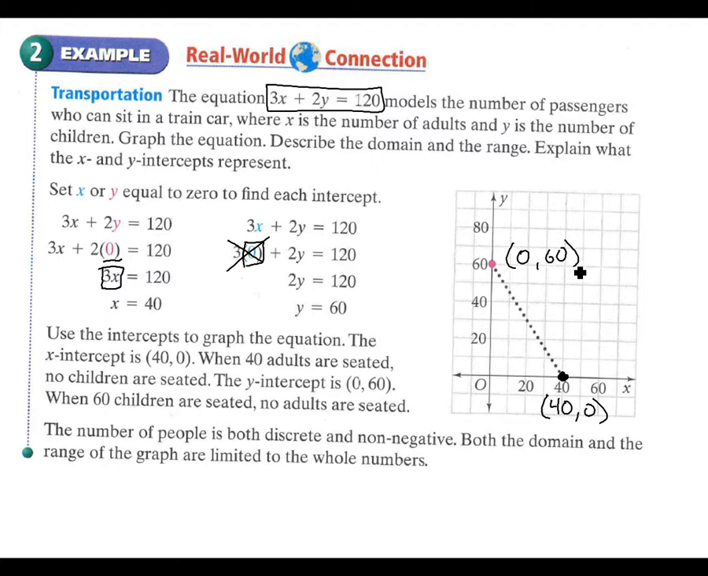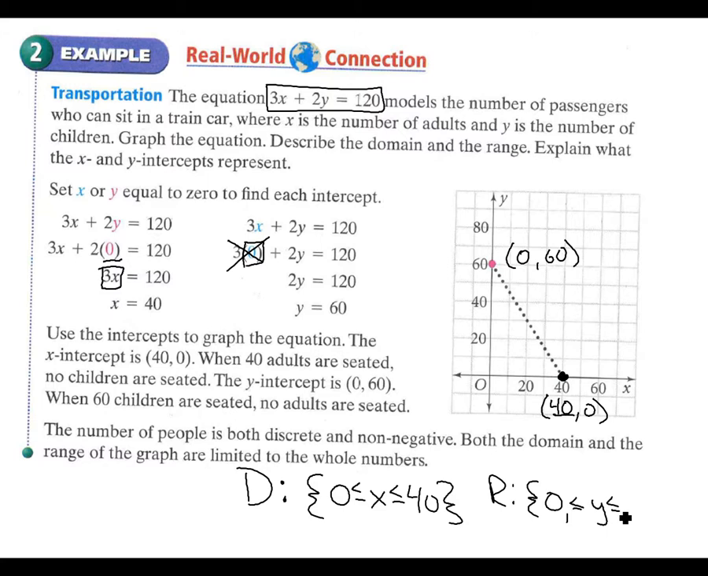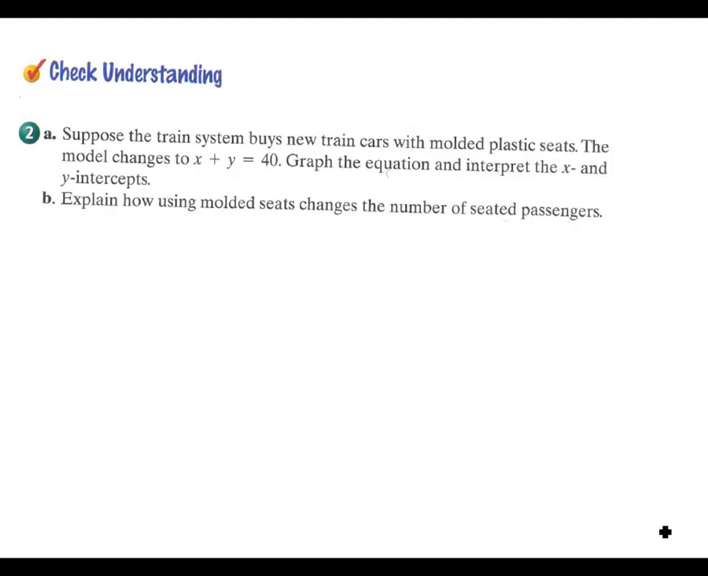All right, so let's talk about the domain and the range. The domain, what's the smallest x value you see? The smallest one I see is 0. It's less than or equal to x, and the biggest x value you can have is right here, 40. All right, let's talk about the range. The range, we're going to go from 0 less than or equal to y, less than or equal to 60. That's your highest y value. All right? See if you can figure that out for problem 2 on your understanding check.